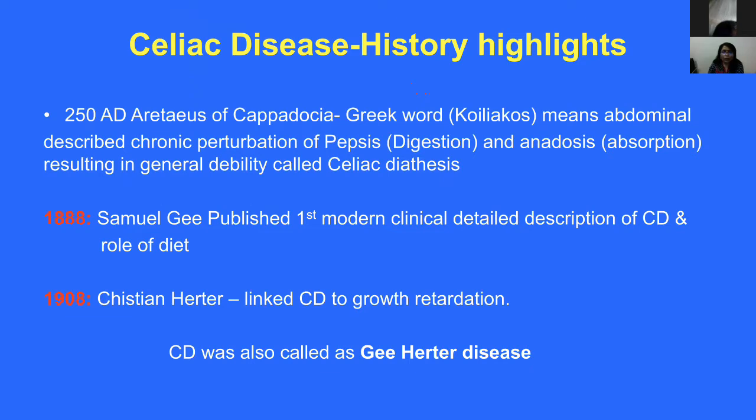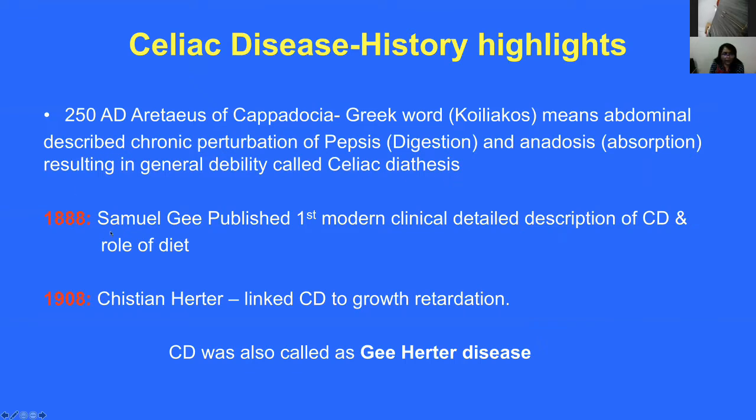Coming to how the disease was diagnosed in the past. The disease was diagnosed way back in 250 AD. Why do we need to know about the history? Because it is important to know how much hard work our precedents, our seniors and people in the past, have put in to diagnose this peculiar disease. This was first described in 250 AD, where it was called a problem of digestion with chronic perturbation of digestion and anadosis. That means an absorption defect, which was called celiac diathesis.